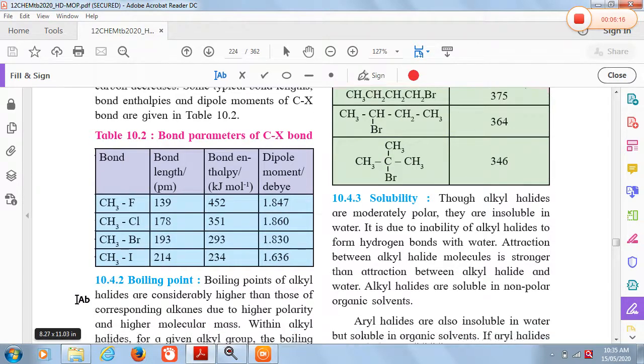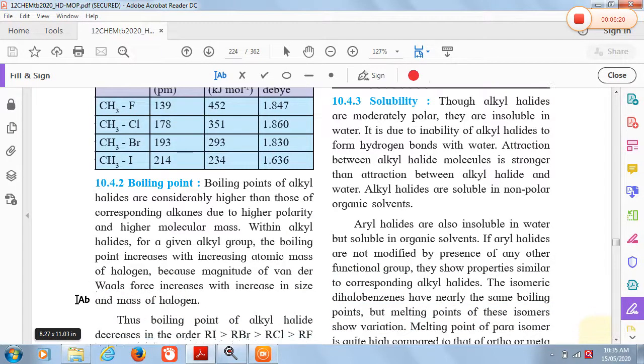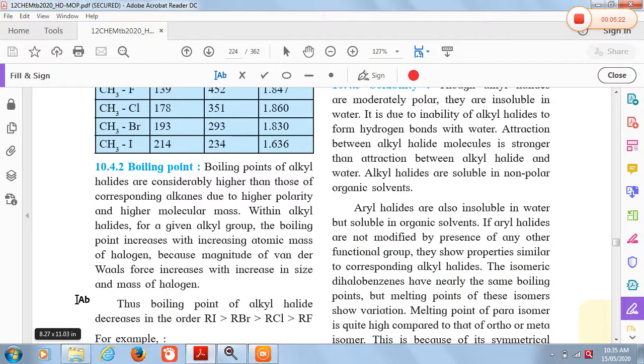Now next is the boiling point. If you observe the boiling point of alkyl halides, they are considerably higher than those of the corresponding alkanes. Corresponding alkane means an alkane having the same molecular mass. This is due to higher polarity and higher molecular mass, as alkanes are non-polar and alkyl halides are polar.